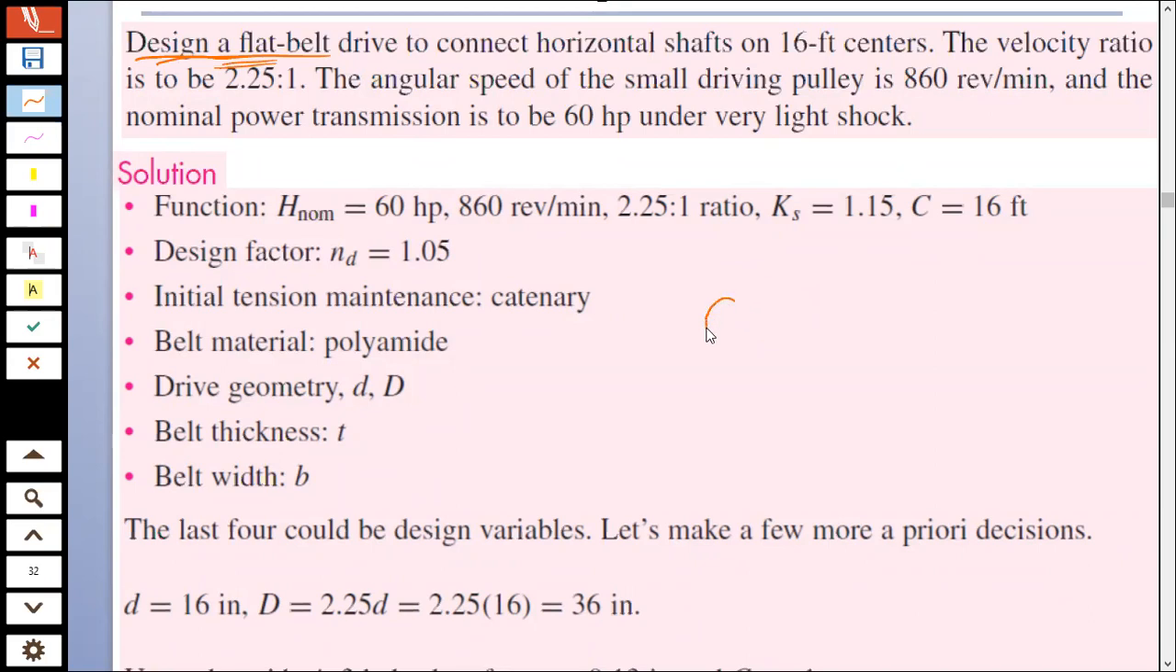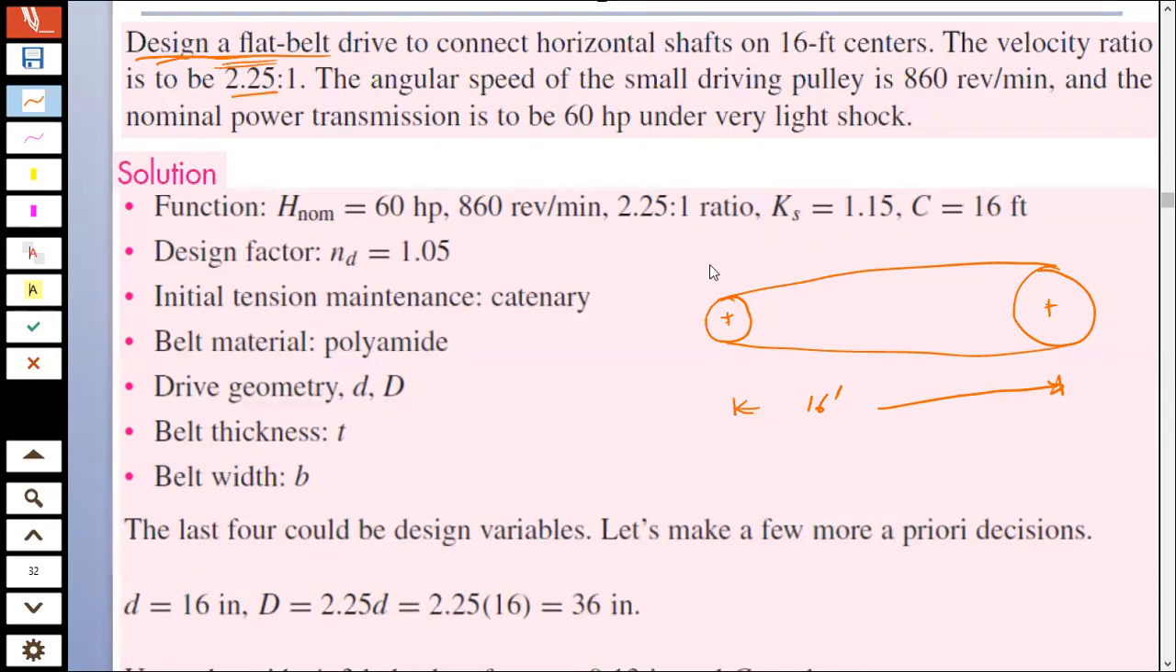So basically, you will have a pulley, and the center to center distance between the two shafts or the two pulleys is going to be 16 feet. The velocity ratio is 2.25 to 1. So we have the velocity ratio given.